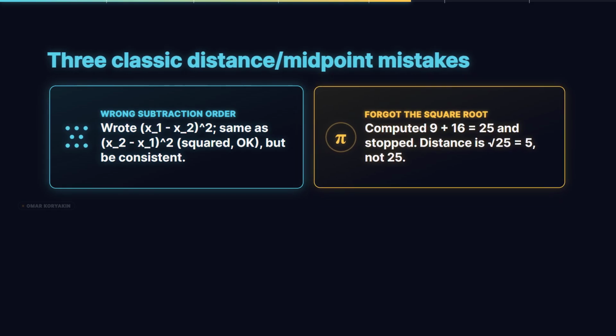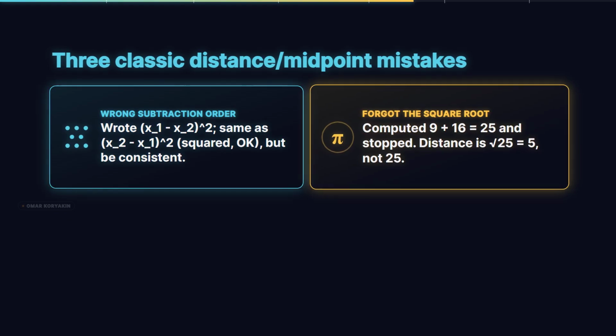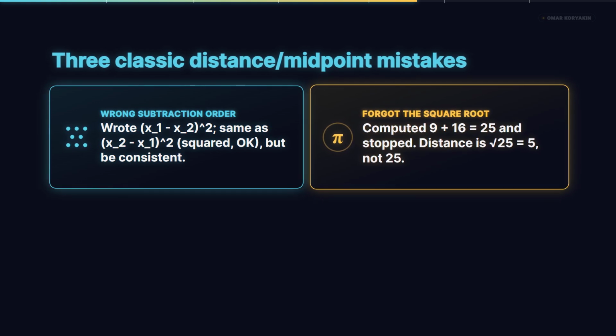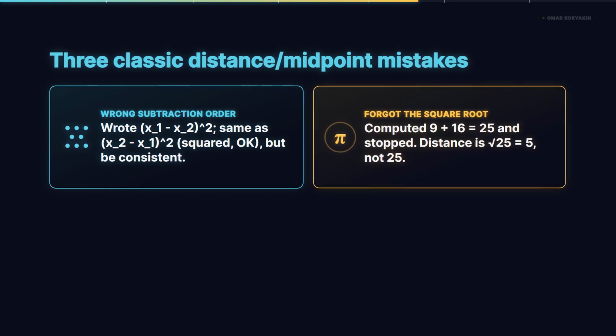The correct distance is the square root of 25, which equals 5, not 25. The square root step is essential and easy to forget when you are excited about getting a clean numerical sum. The fix is to write the square root symbol explicitly in every step of the formula and never drop it.